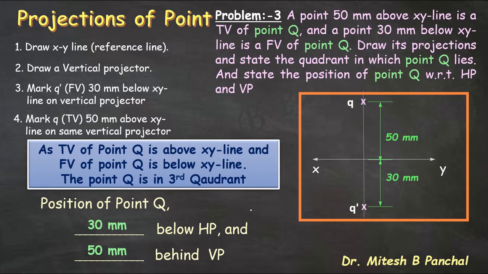So, these three are the main answers over here. The first one is the projections of point Q. The second one is the quadrant in which point Q lies, and the third one is nothing but the position of point Q with respect to HP and VP.